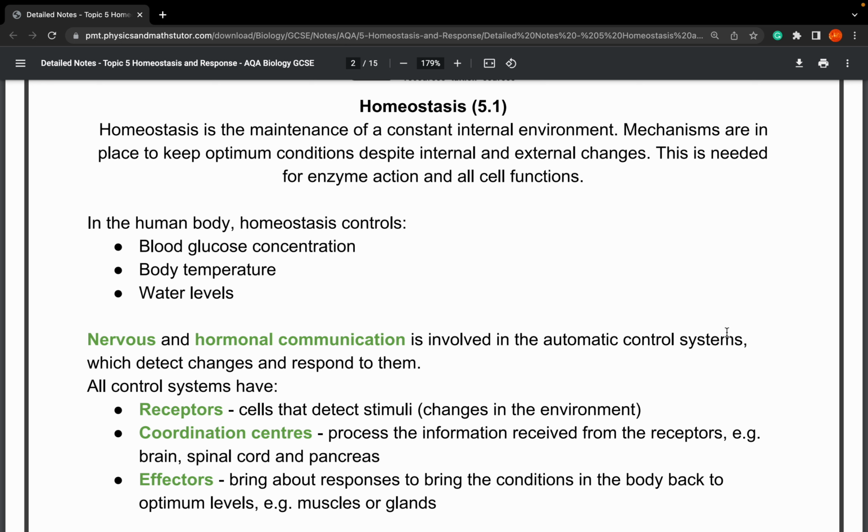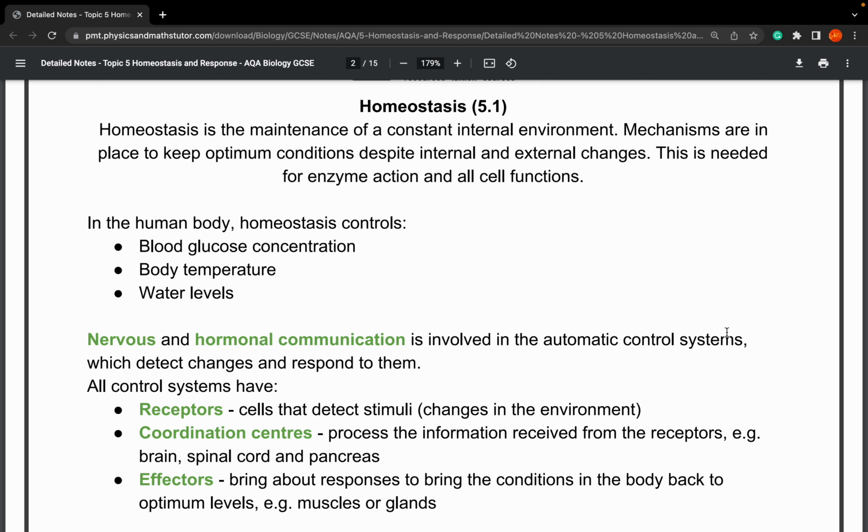In the human body, for example, homeostasis can control blood glucose concentration, body temperature and water level. Take water level: if you drink more water, you will produce more urine. If you take less water, if you are thirsty, or if you are walking in the sun, you will produce less urine and your urine may be very concentrated. So the body tries to maintain homeostasis.